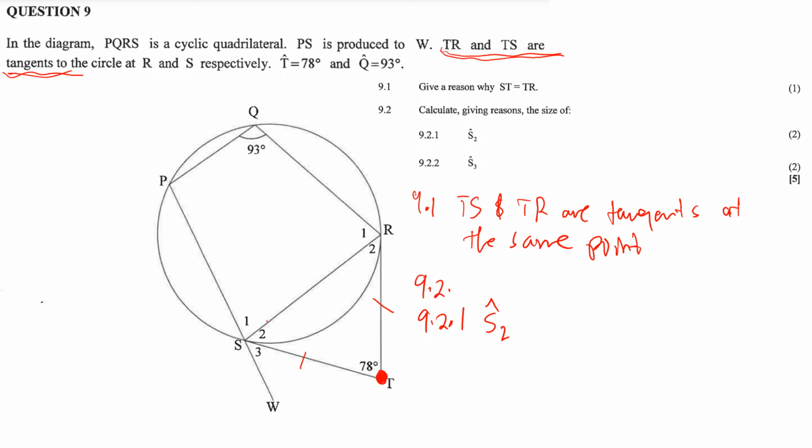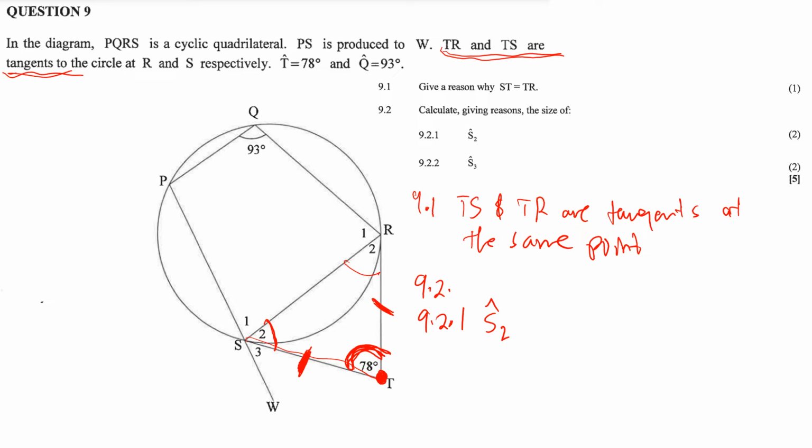It's this angle there, angle S2. We are given that T is equal to 78 degrees, and we want this angle S2. And we've just given a reason why this line is equal to that one. Look at this triangle, right? We can easily get S2, because if this line is equal to this one, then we can see this is an isosceles triangle, meaning base angles will be the same.